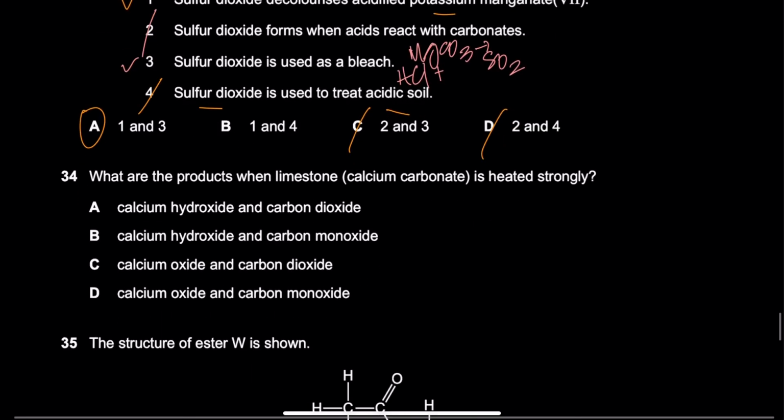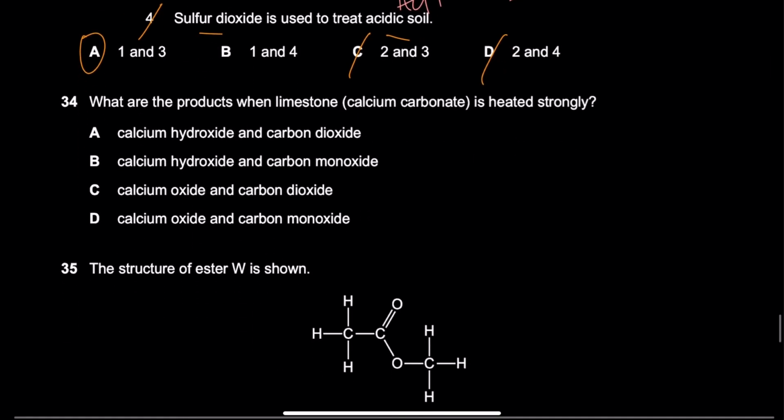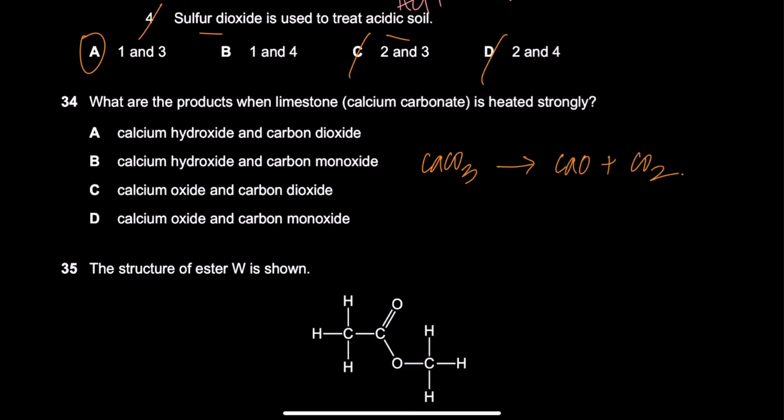What are the products when limestone is heated strongly? So limestone is calcium carbonate, which is used in your Taj Mahal. So it gives you calcium oxide plus carbon dioxide. So calcium oxide plus carbon dioxide.